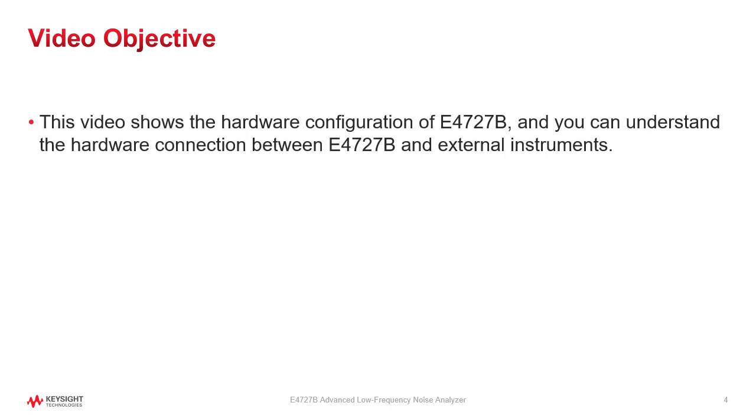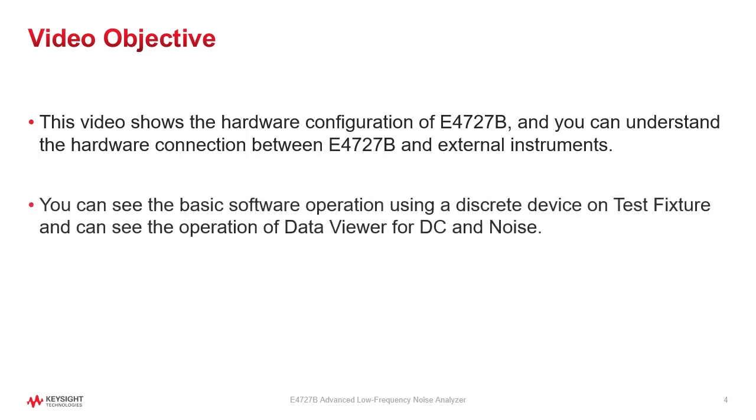The objective of this video is to show engineers how to use Keysight E4727B, especially the hardware configuration and the connection between E4727B and external instruments. In addition, you can see the actual software operation in this video. Here, a discrete device is used with a test fixture, and DC and noise data viewing is demonstrated.